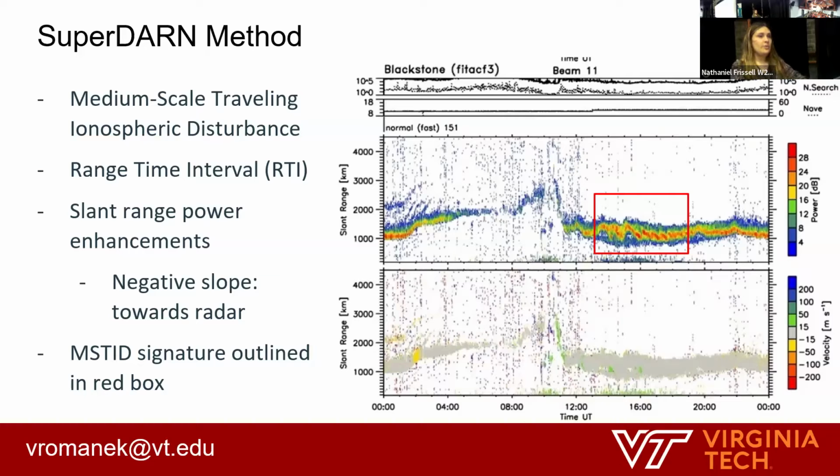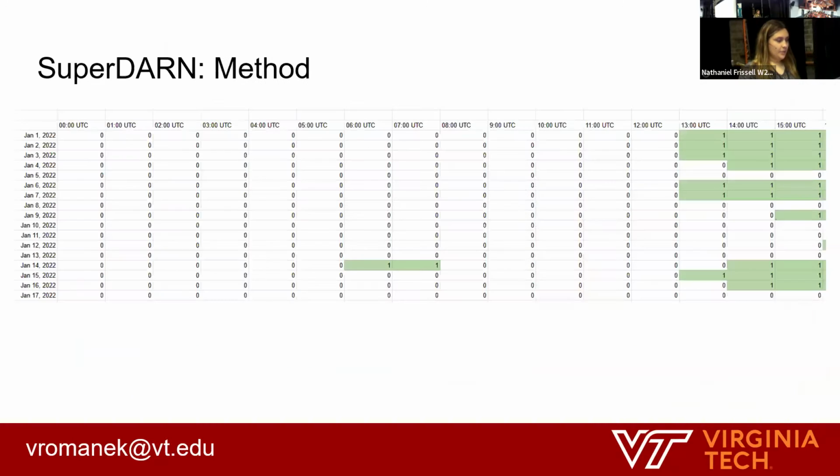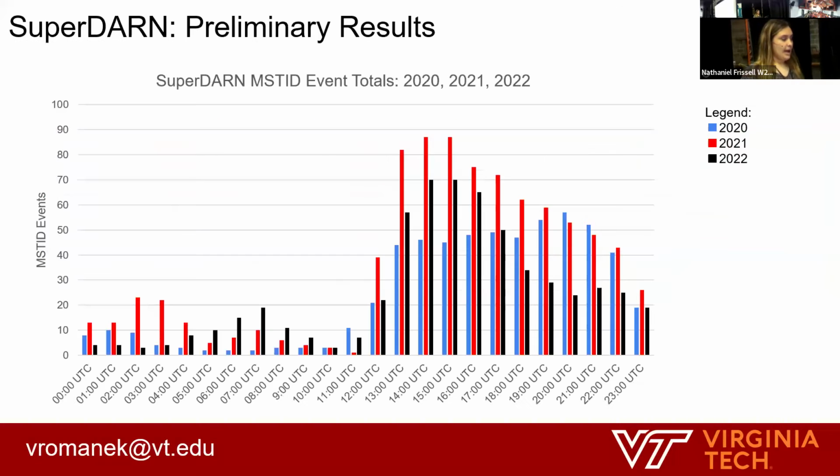We can determine different characteristics about the disturbance from looking at this. For example, a negative slope indicates that the disturbance is moving towards the radar. And so what I did was I went through about 3 years of data, and I manually looked at every hour, and I looked, do we see these wave-like disturbances in the data? Yes, I would mark that down as a 1, and no, I would leave that as a 0. And then I summed up all those averages.